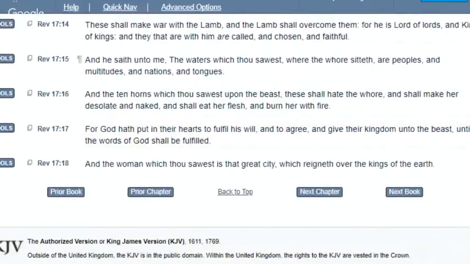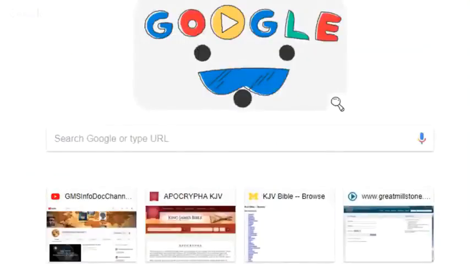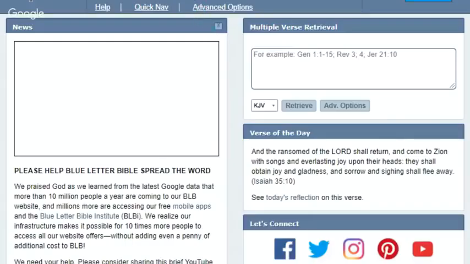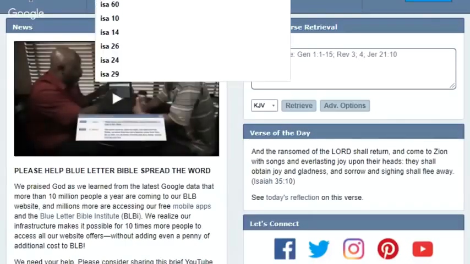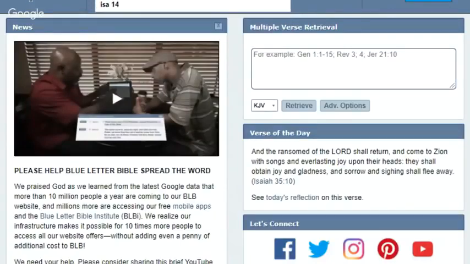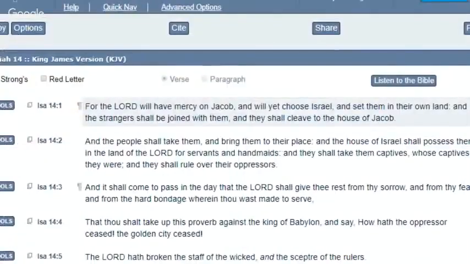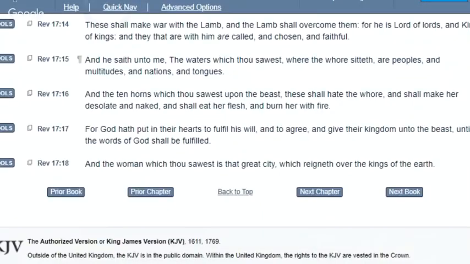And there was another precept that, okay, just bear with me 1 second. Another precept popped in my head through the spirit. All right. It says here, and he saith unto me, the waters which thou sawest where the whore sitteth are peoples and multitudes and nations and tongues.